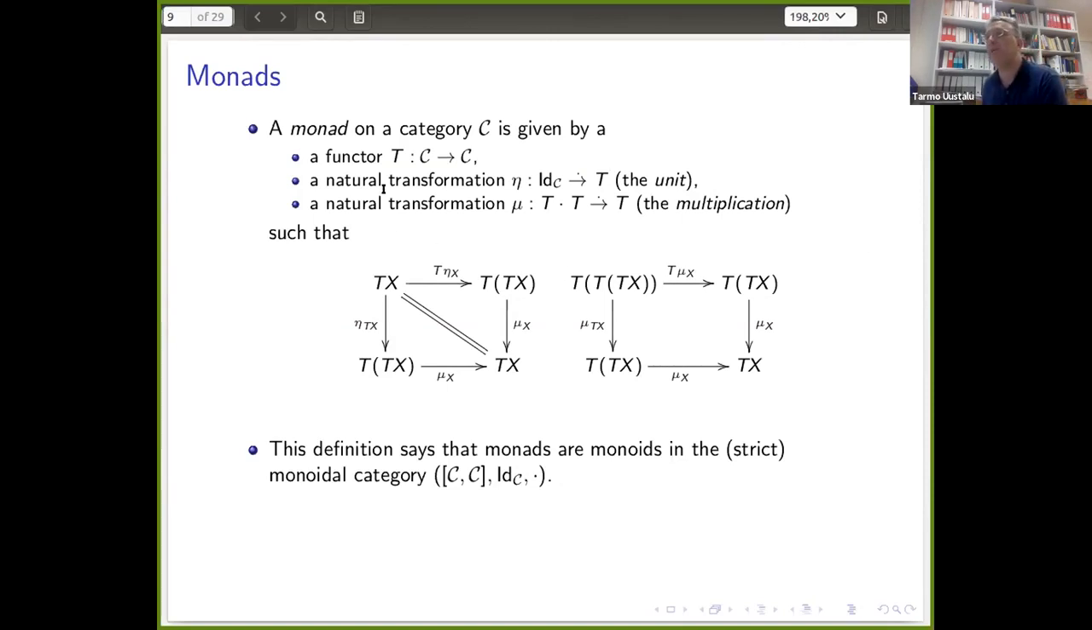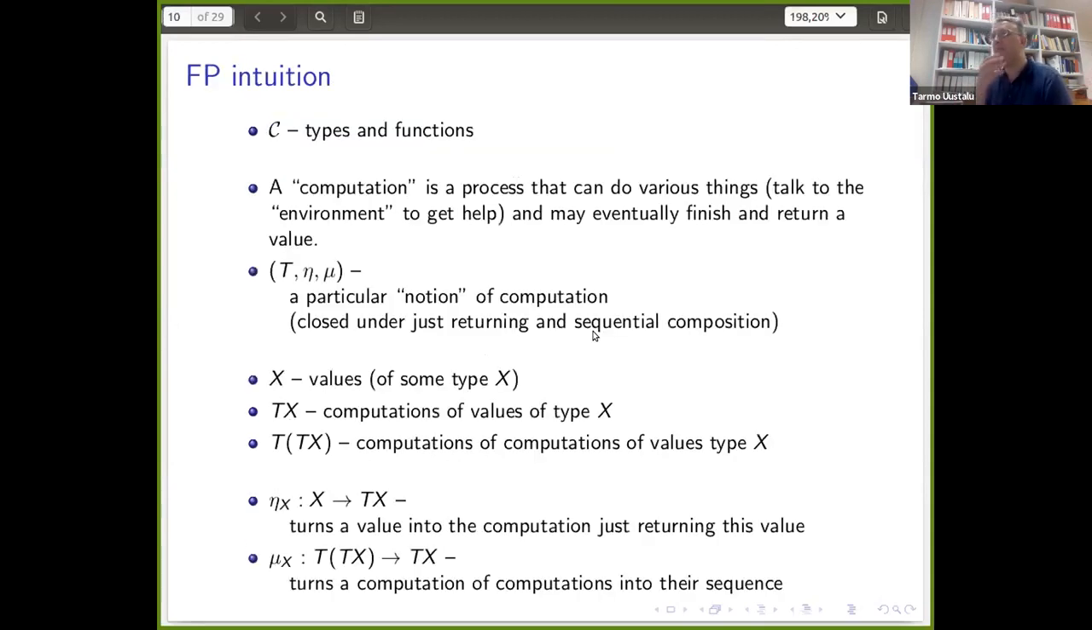And there is a natural transformation from T after T to T called the multiplication. And these satisfy some conditions. Now, depending on your background, this may look very easy, or it may look like Greek or Chinese to you, depending on which continent you come from. Let me give you some intuition.